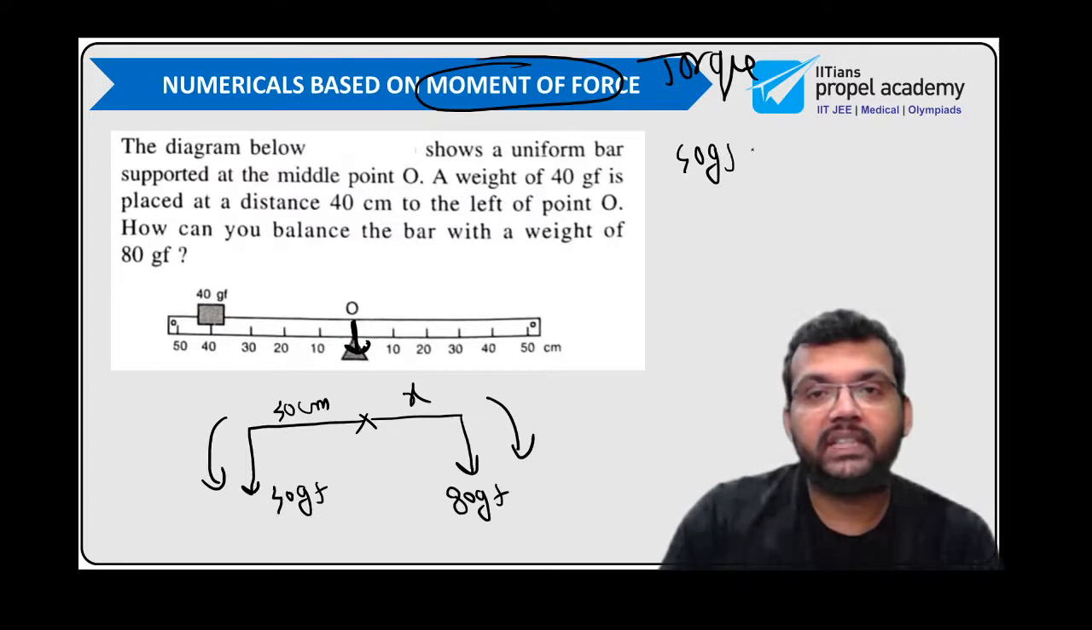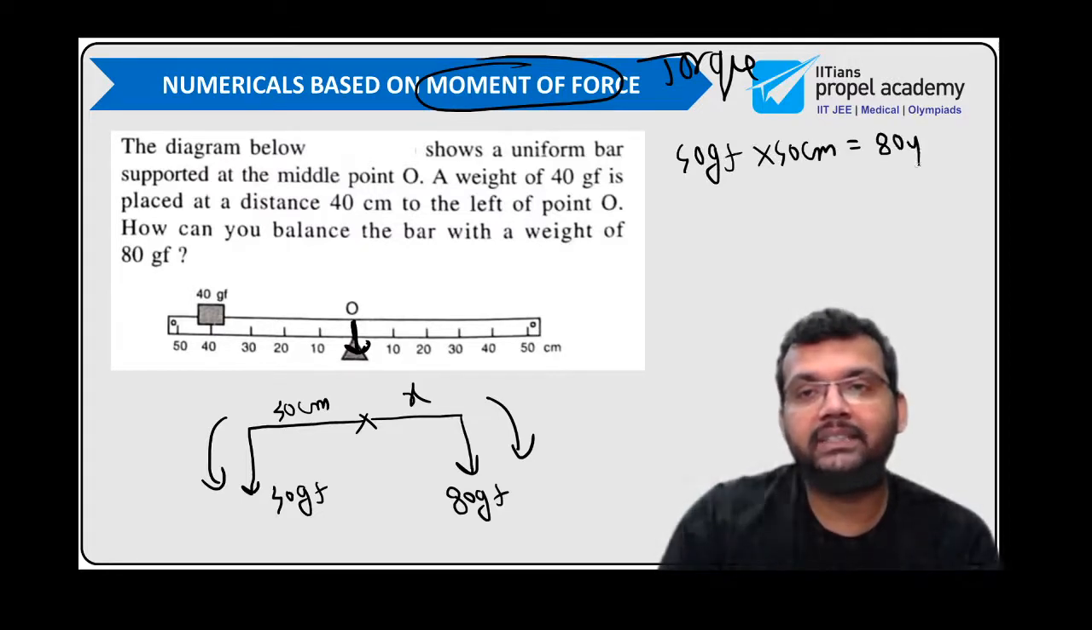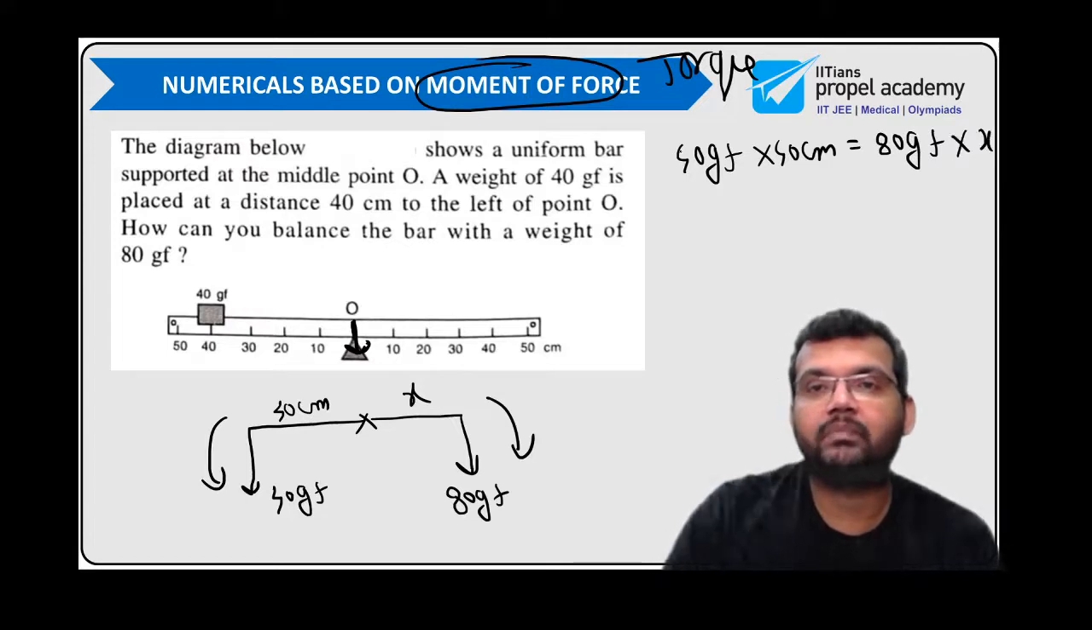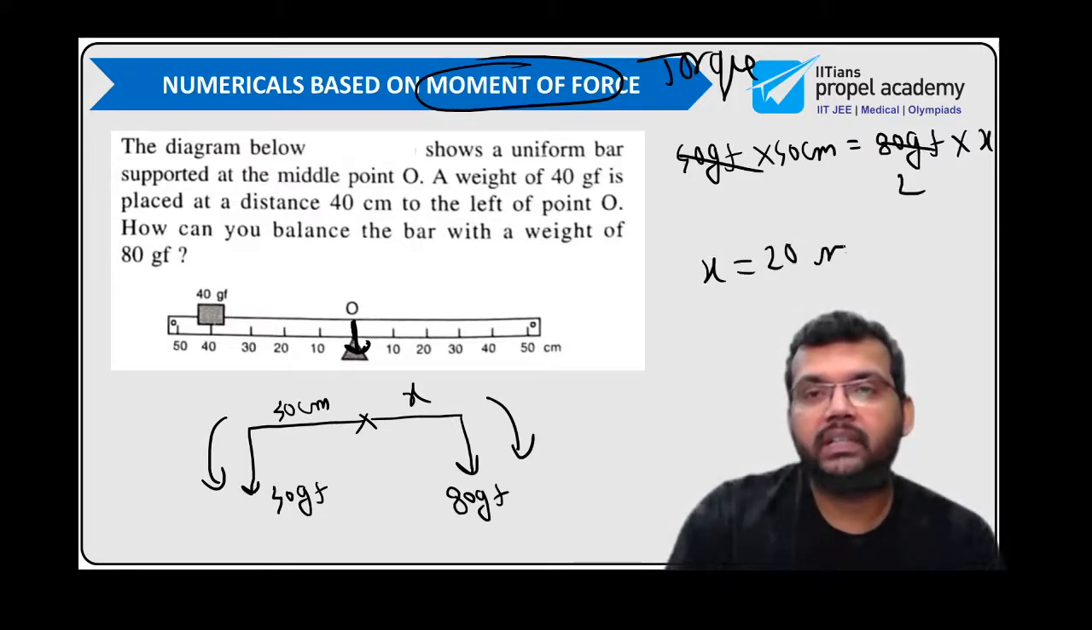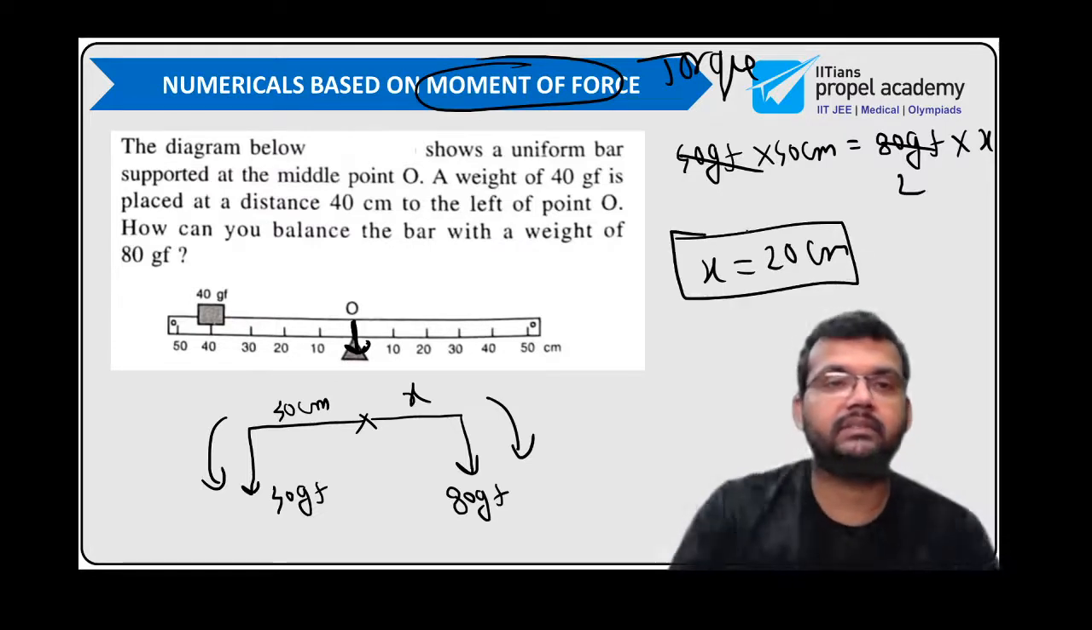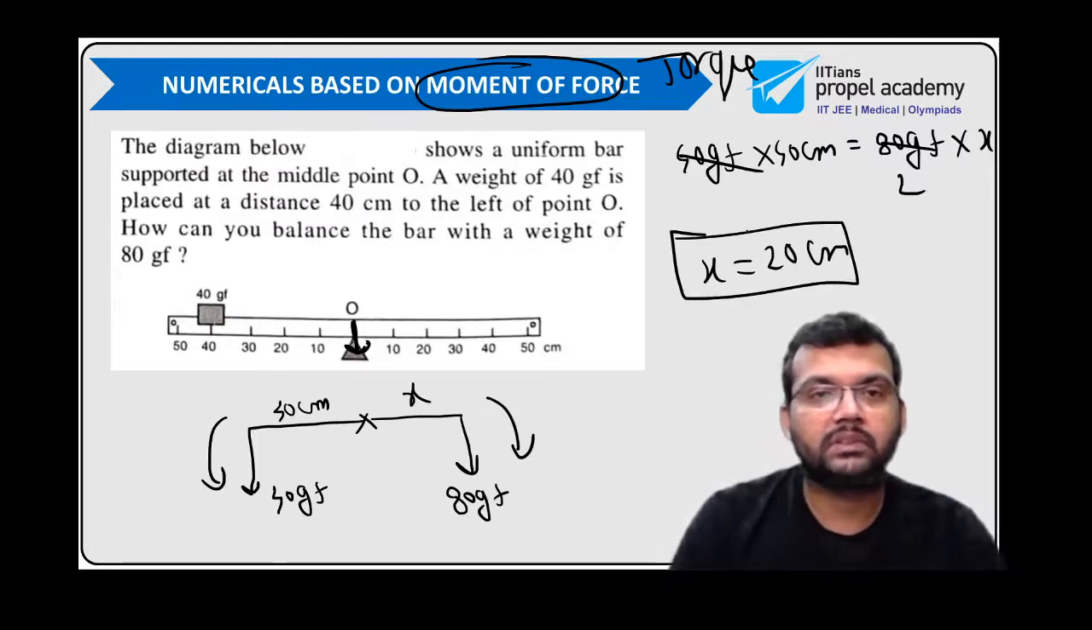So 40 GF times 40 centimeters equals 80 GF times X. So this is 2 times. So X equals 20 centimeters. So at 20 centimeters, we have to hang how much? 80 GF.